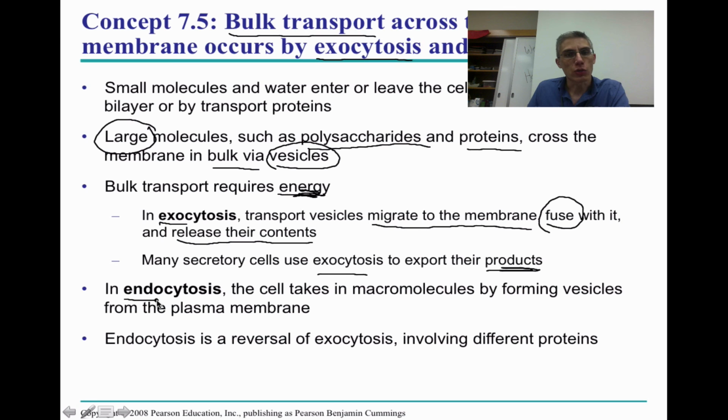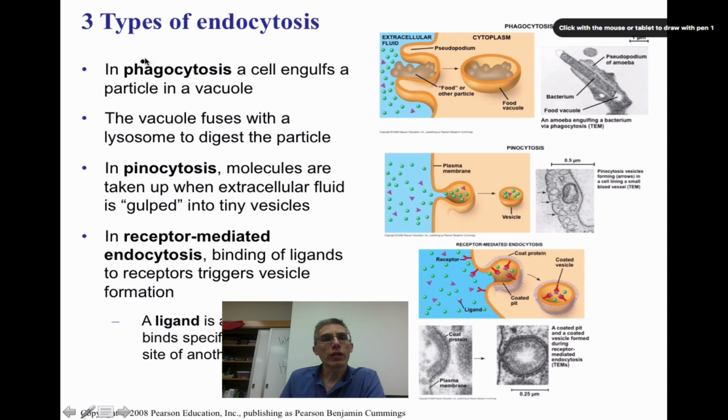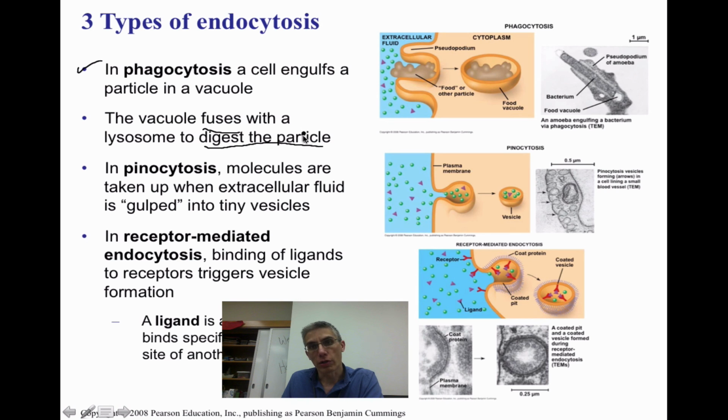Now, in endocytosis, we're going to talk about the cell actually taking in macromolecules, so really big molecules, by forming vesicles from the plasma membrane. And endocytosis is simply the reverse of exocytosis, again involving different types of proteins. So there are actually three different types of endocytosis. The first one is phagocytosis, and this is where a cell actually engulfs a particle in a vacuole or a vesicle. The vacuole or vesicle is going to fuse with a lysosome, and it's going to be used to digest the particle, and a lot of single-celled organisms are going to participate in this.